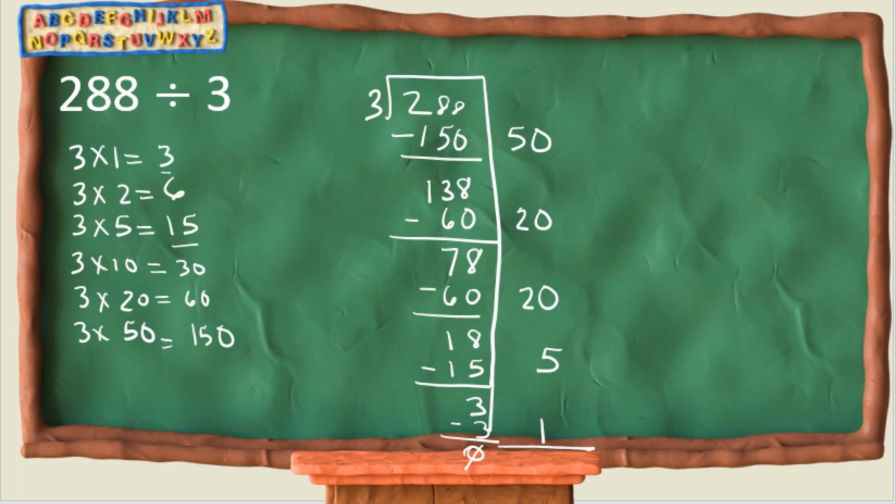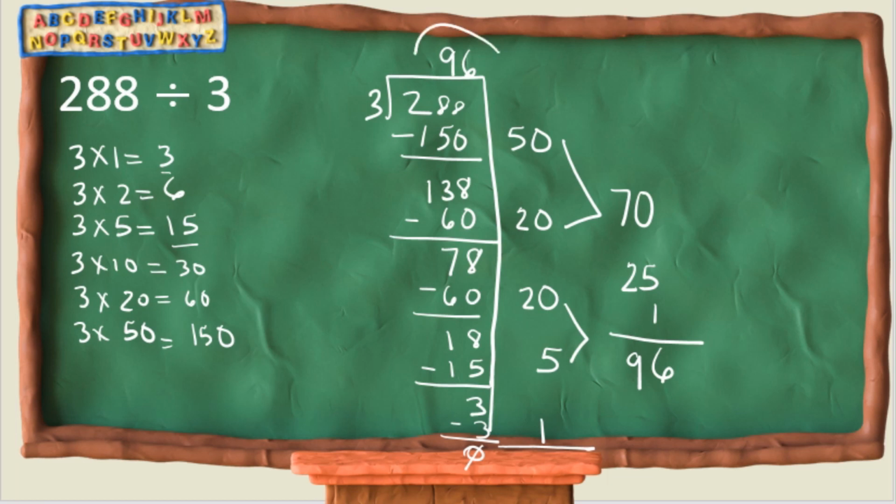50 plus 20 is 70. 20 plus 5 is 25 plus 1. So 5 plus 1 is 6, and 7 plus 2 is 9. So that gives me an answer of 96, and I have no remainder. So my final answer for this problem is 96.